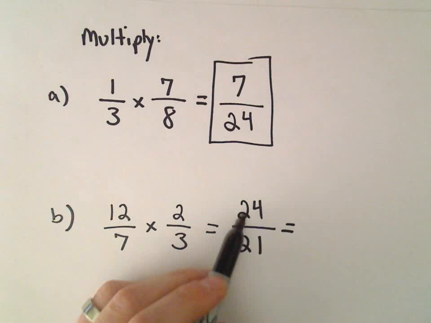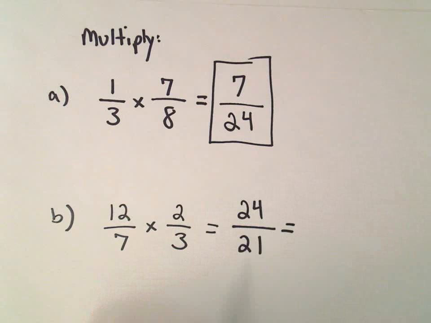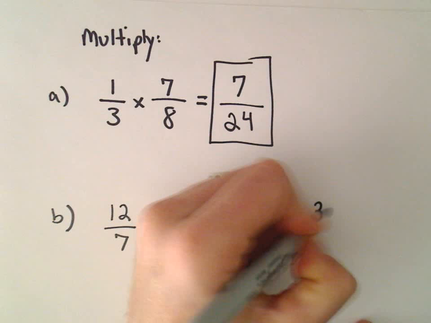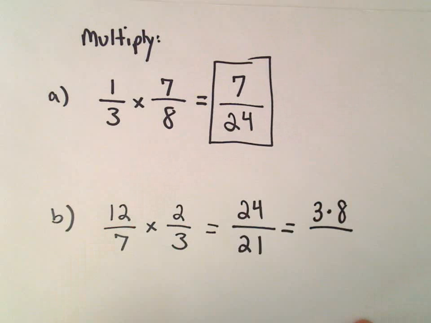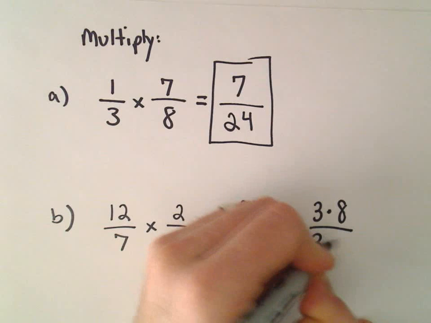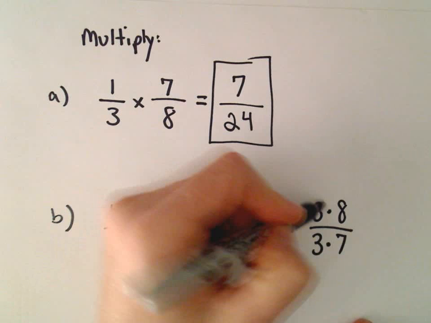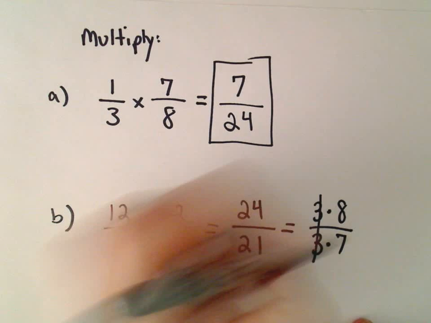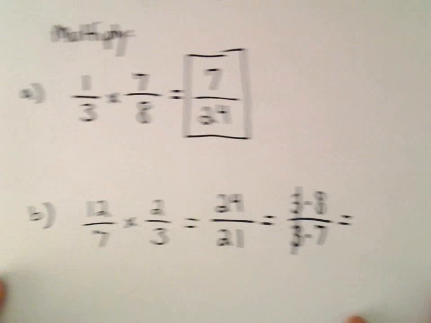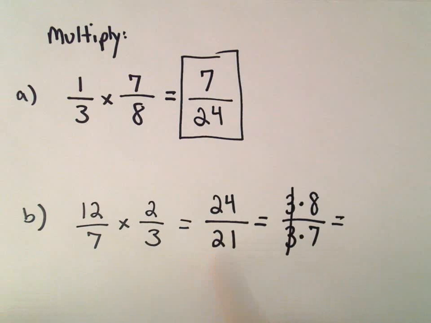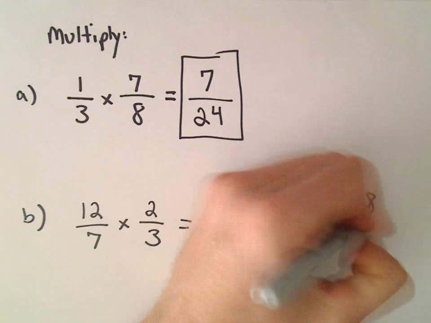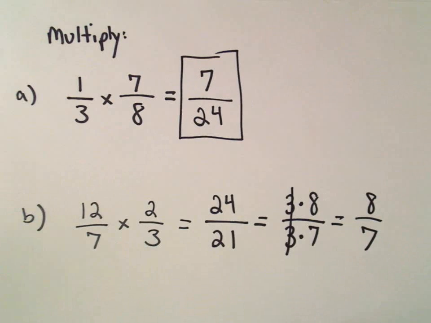Notice the numerator and the denominator both have a factor of 3 in common. We could write the numerator as 3 times 8, the denominator as 3 times 7. We could get rid of those common factors, and we could now reduce our solution. Again, 24 over 21 is correct, but we can reduce this to 8 over 7.